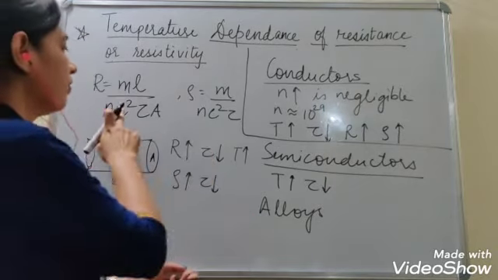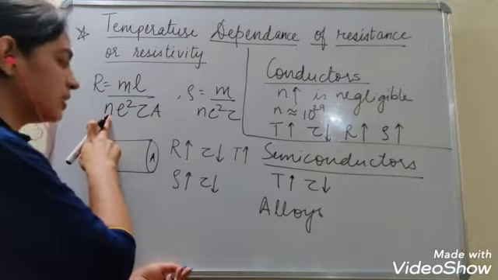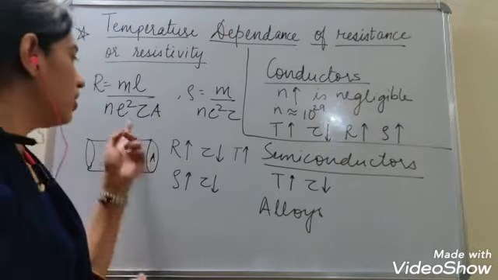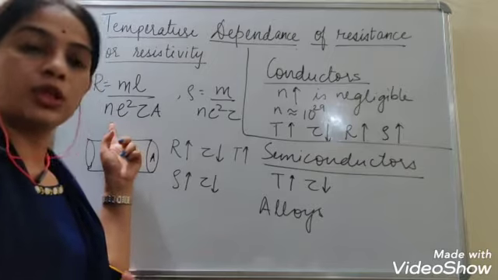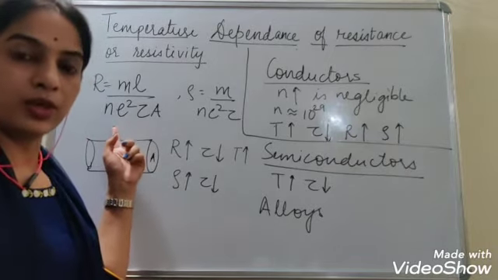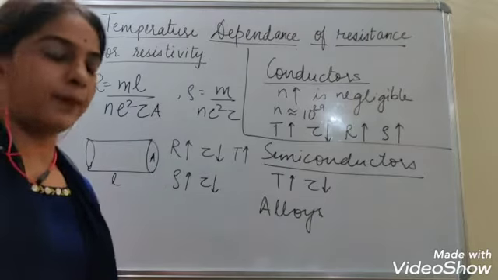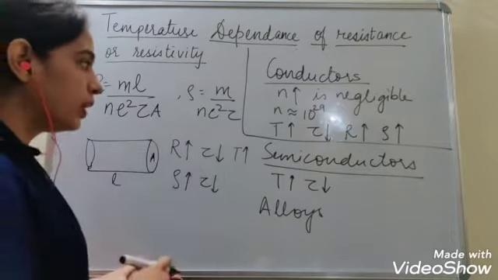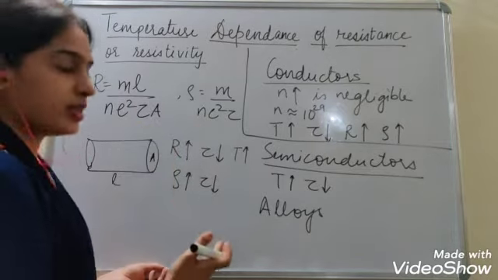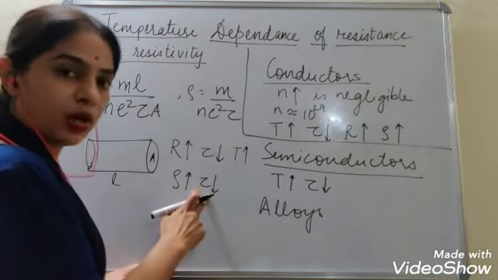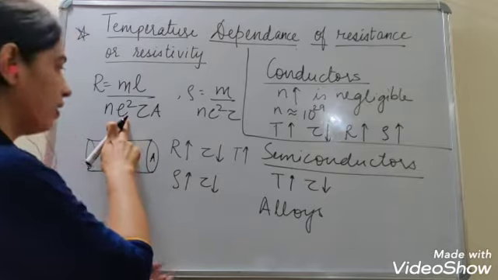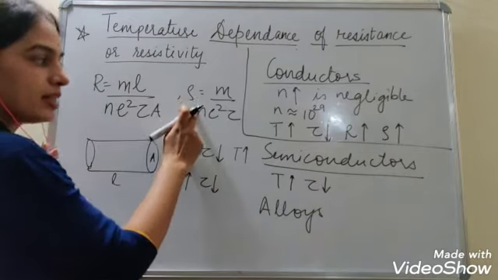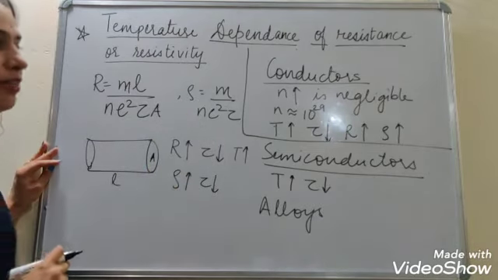But here, when we consider N, the free charge density, that is quite different, because in semiconductors at room temperature, the free charge density is approximately equal to 0. There are no free electrons available at room temperature. And as soon as you increase the temperature, the available free electrons increase rapidly. So here, the ultimate effect on resistance will not be of decrease in tau, but of increase in N. So here N increases, that is why the resistivity will decrease.